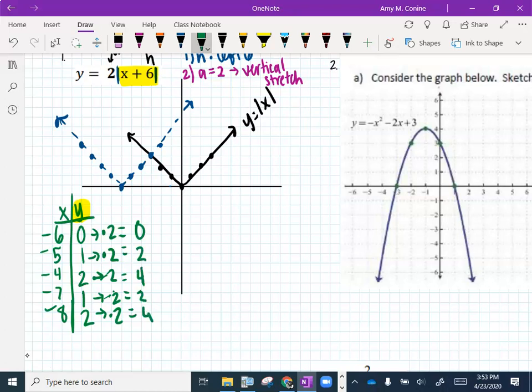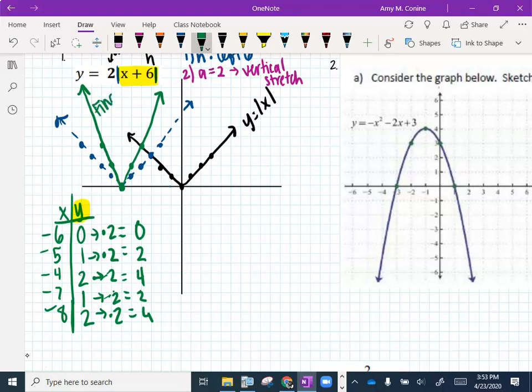4, 2, and 4. So this 0, 0 or negative 6, 0 stays the same, but this negative 5 moves up to this 2, and so will the negative 7, and then the negative 4 will move up to 4, so 1, 2, 3, 4, and then that's our final. You can kind of see that shape change. It's pulling it up more, it's squishing it so it's thinner. And that's our final graph here.